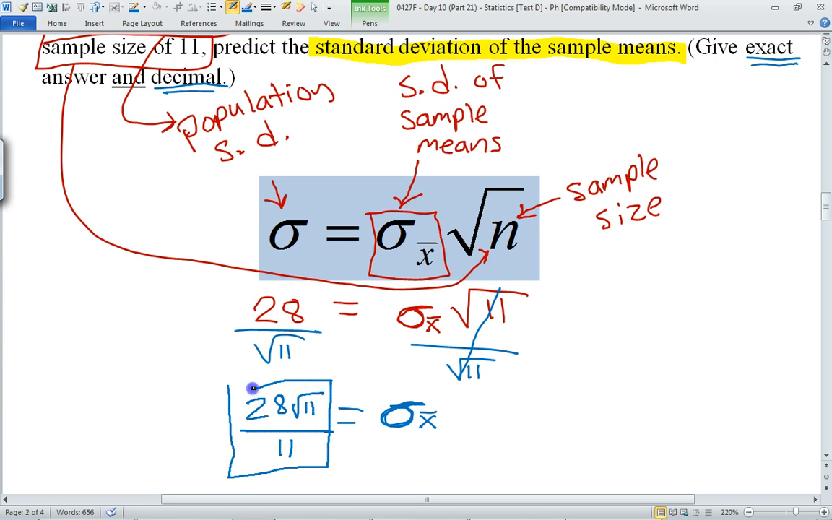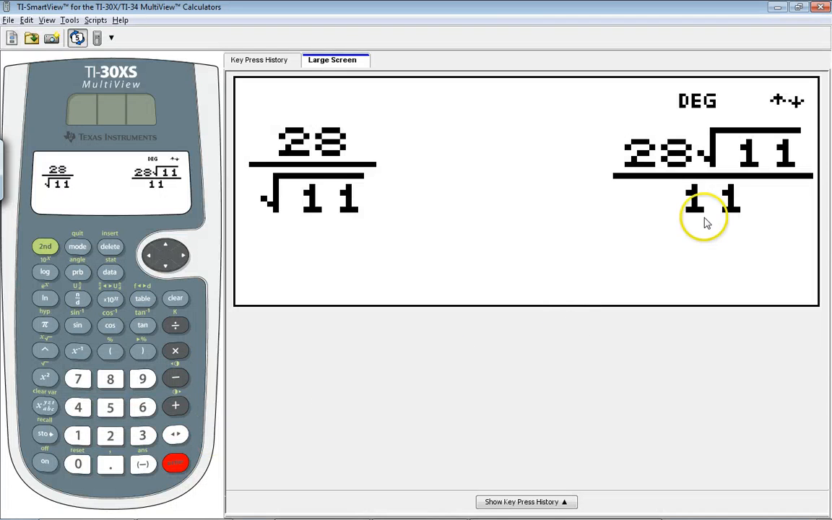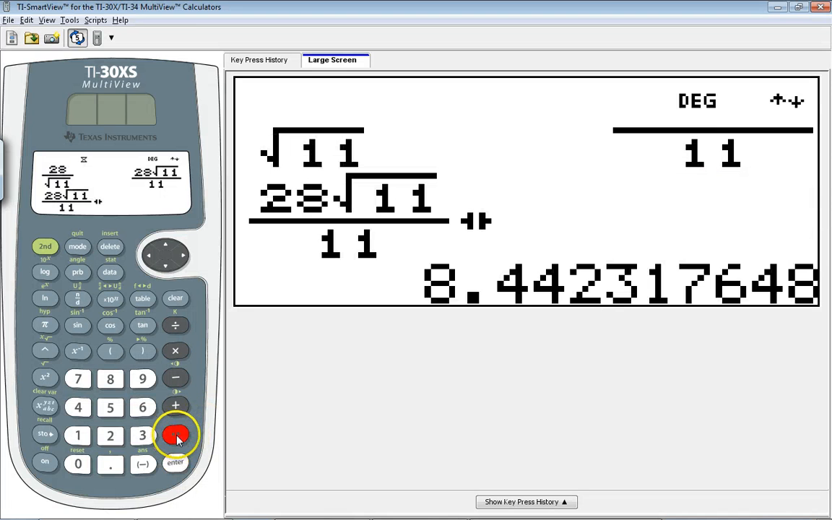Now, how do I get the decimal answer? I'm supposed to get exact and a decimal. How do I get the decimal answer? Well, of course, we just hit the toggle key. So, toggle. 8.44.